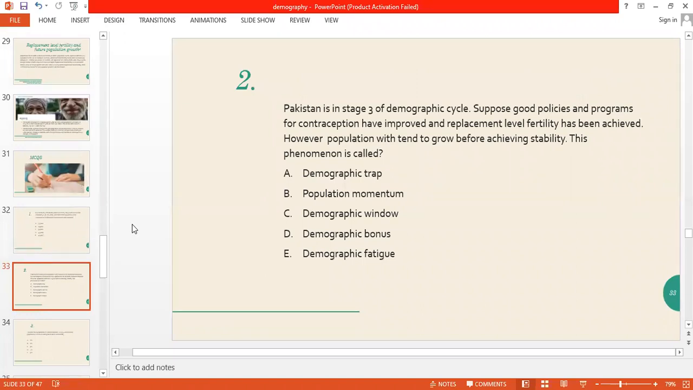Pakistan is in stage 3 of the demographic cycle. Suppose good policies and programs for contraception have improved and replacement level fertility has been achieved. However, population will tend to grow before achieving stability. This phenomenon is called: demographic trap, population momentum, demographic window, demographic bonus, or demographic fatigue? Right answer B, population momentum.